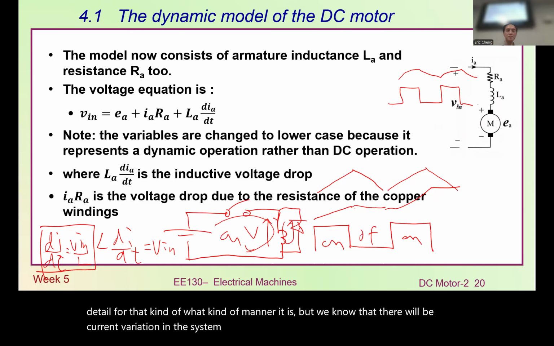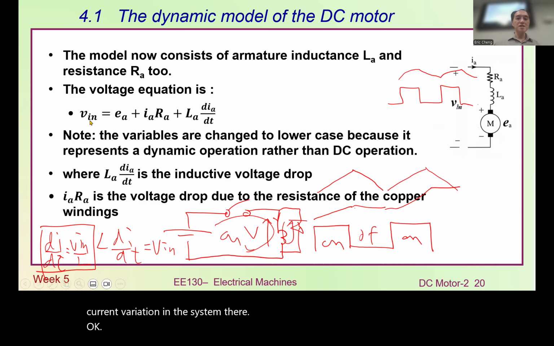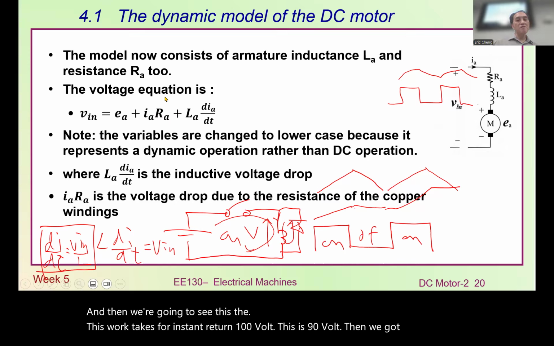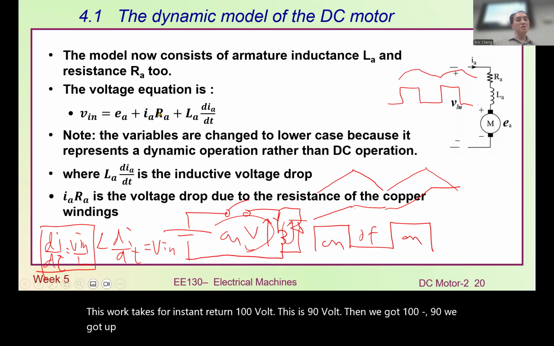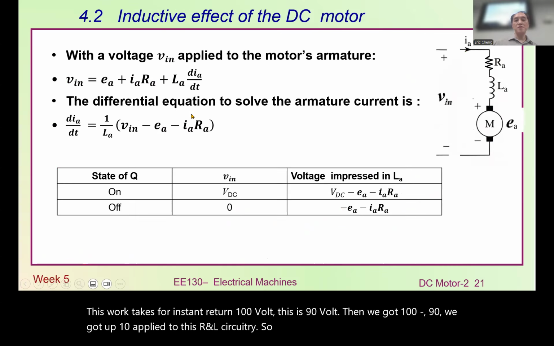So in here, you can see that when we turn on, that will be positive voltage. And then we're going to see this voltage. For instance, we turn on 100 volt, and this is 90 volt. Then we get 100 minus 90, about 10 volt applied to this R and L circuitry. So let's see the operation.